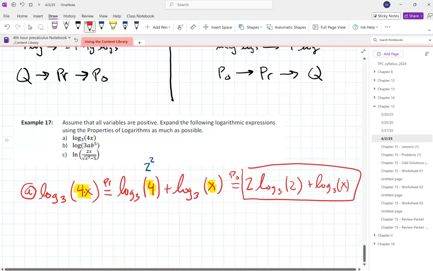Because there's nothing left to do, right? There's no multiplication, there's no division, all the exponents are 1. We're done.